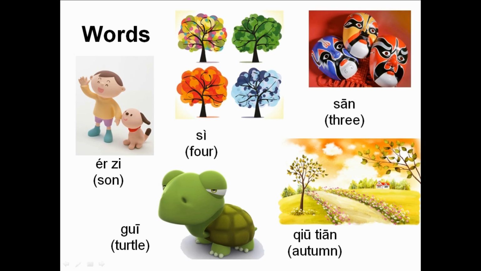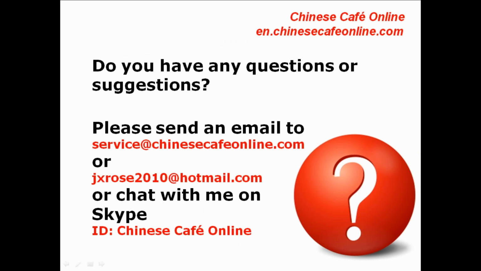Okay, now let's see some words. 儿子 son. 龟 turtle. 四 four. 三 three. 秋天 autumn.